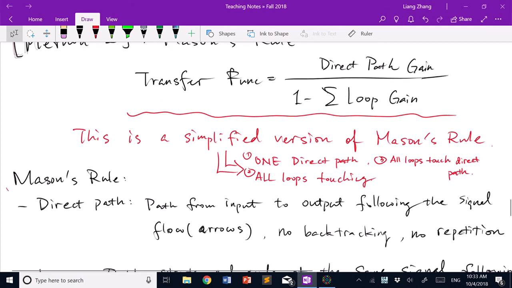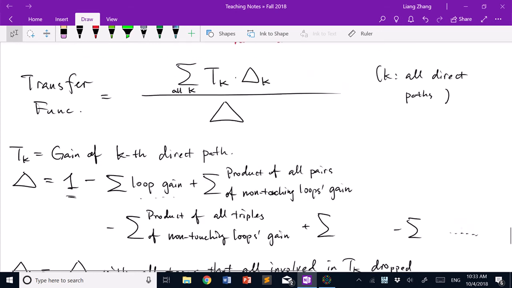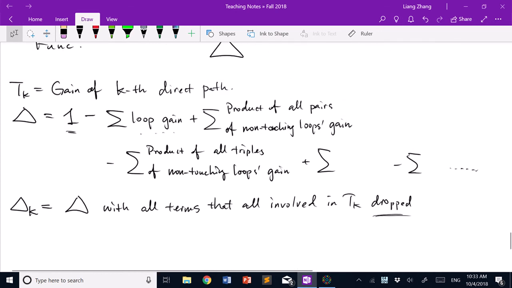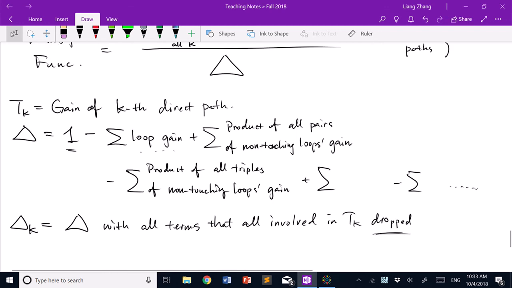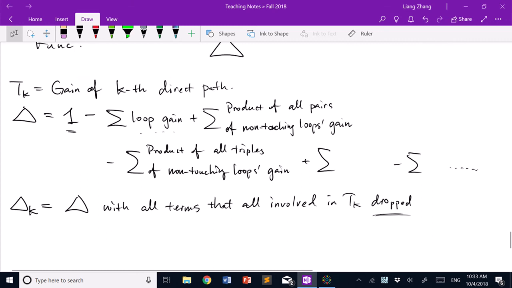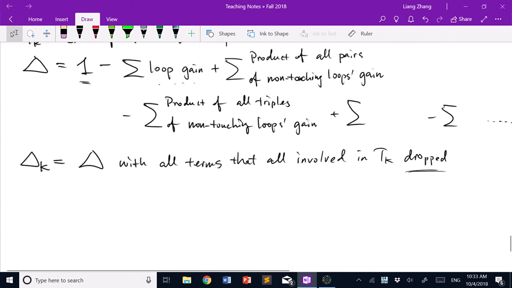Okay. If a loop touches the direct path, then it must involve a term that's calculated in that direct path, and in the calculation here it must be dropped. But if you have more than one direct path, then it's possible that some loops don't touch that direct path. In that case, this delta k term doesn't have to be equal to 1. It may equal something else. Okay. So that makes things much more complicated, but in this example it doesn't show that way.